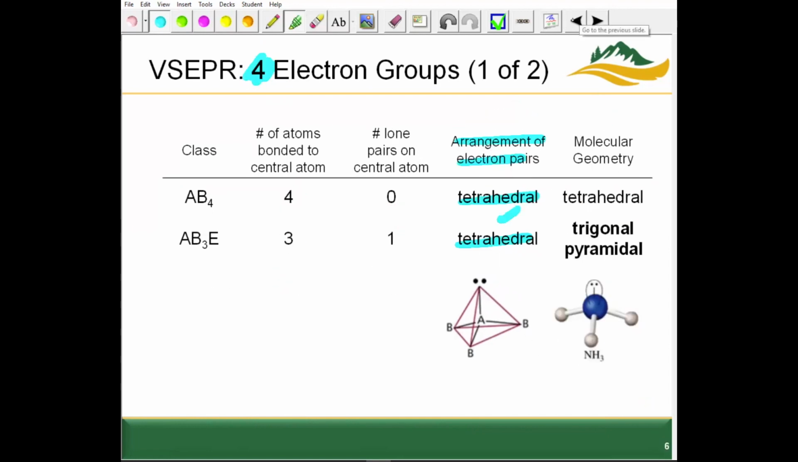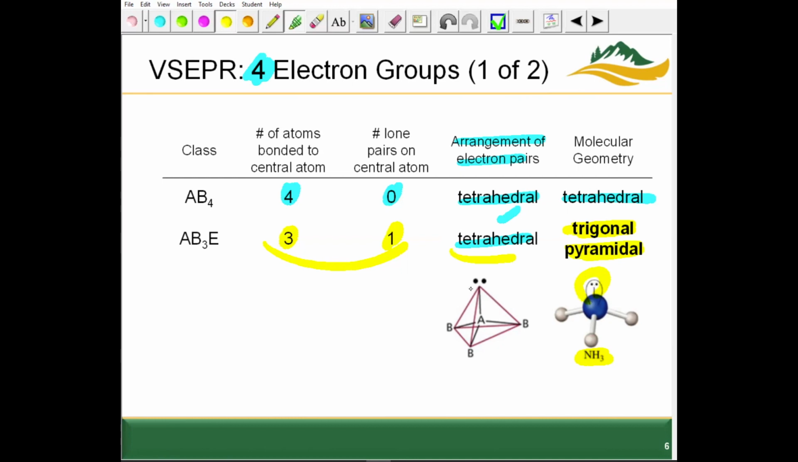Here we're just looking at 4 bonds, no lone pairs. Molecular geometry, still tetrahedral. 4 groups in total, 3 are bonds and 1 is a lone pair. That's what we saw for ammonia or NH3. So still tetrahedral arrangement of electron pairs, but now the molecular geometry is considered trigonal pyramidal.